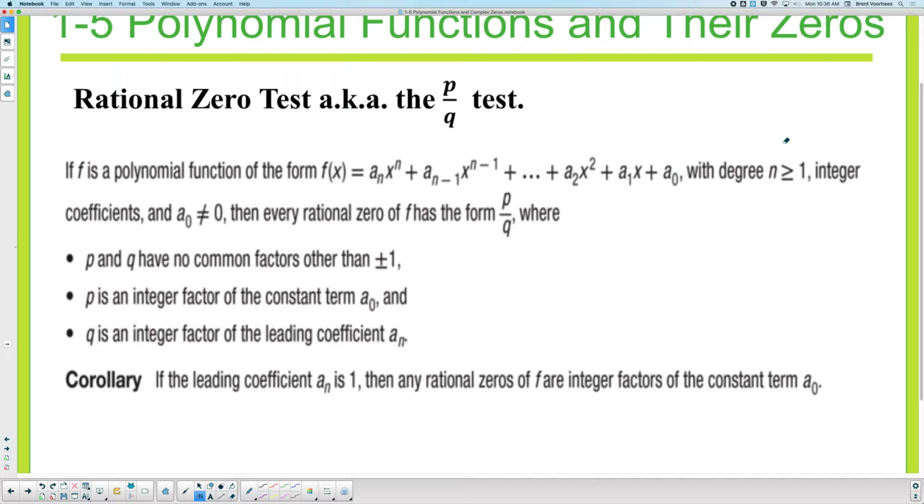Here's what I want you to write on your notes. This right here, the constant, put this as P. And this number, the a sub n, the leading coefficient, as your Q. Put that in your notes. So this is what that's saying right there, and this is telling you this portion right there.